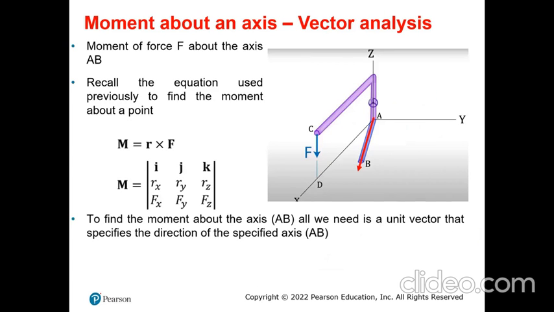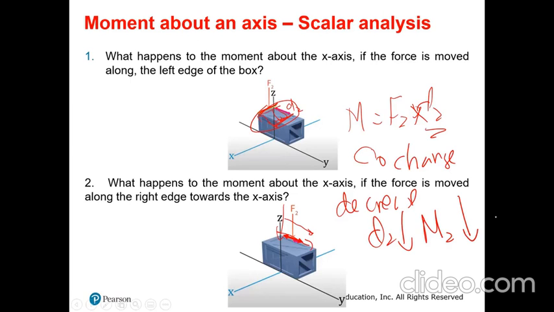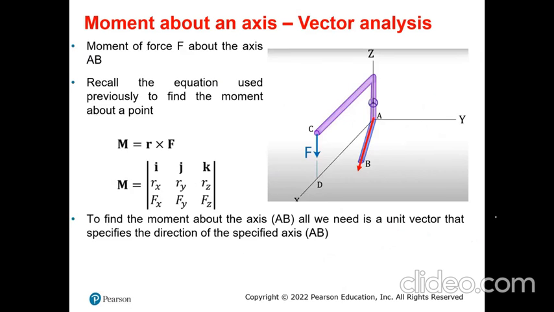So that was scalar analysis. We know the distances, we get the force and multiply. But in most cases, if you consider 3D cases, getting the perpendicular distance is sometimes difficult. So let's see a pipe system over here, and we have a force F acting downwards. I want to find the moment about any specified axis. It doesn't need to be X, Y, or Z. It can be any axis. Let's say I want to find the moment about AB.